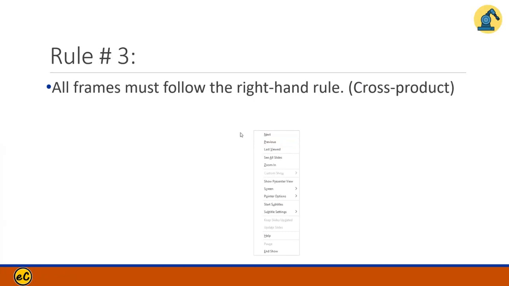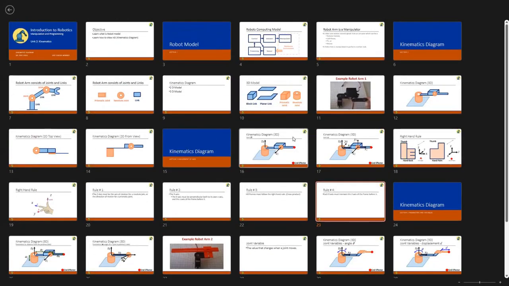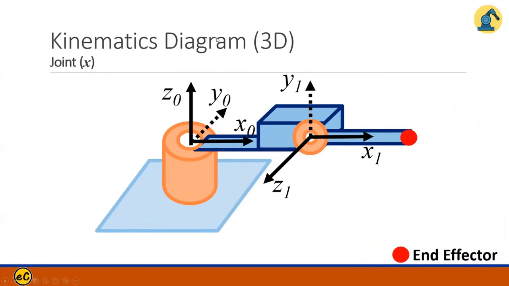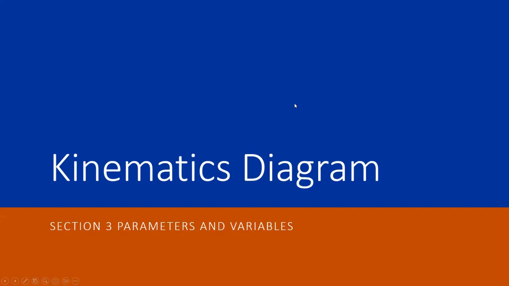Rule number four is that every x-axis must intersect with the z-axis of the previous one. So it is perpendicular and it intersects, which is not hard to achieve, because your x is in this direction, so it intersects with the previous z. You don't have a problem. So these are the four rules you need to remember to decide it.